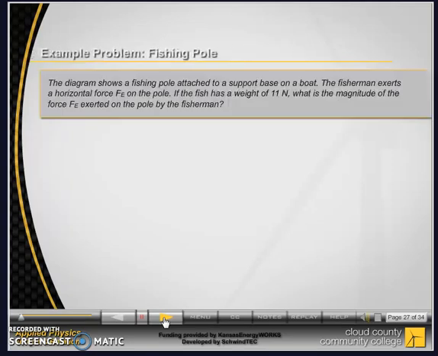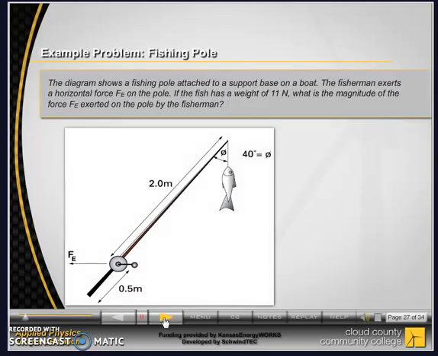The diagram shows a fishing pole attached to a support base on a boat. The fisherman exerts a horizontal force, F sub E, on the pole. If the fish has a weight of 11 newtons, what is the magnitude of the force F sub E exerted on the pole by the fisherman?